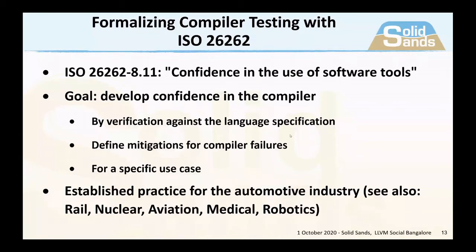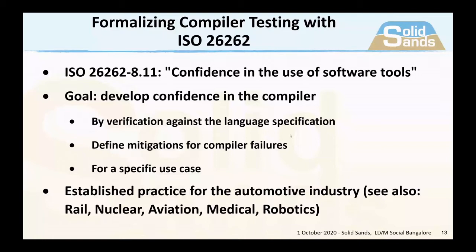So instead of fixing the compiler, what is done in the automotive industry is documenting the compiler failures and defining mitigations for those failures. So that means that there will be defined a way to make sure that that compiler failure will not end up in the application, so that there is no risk of that error breaking something in the application.